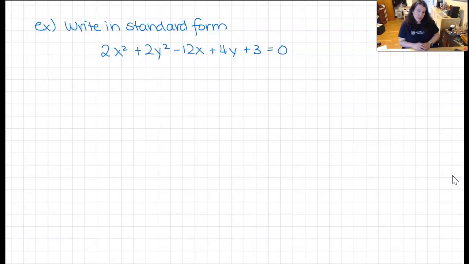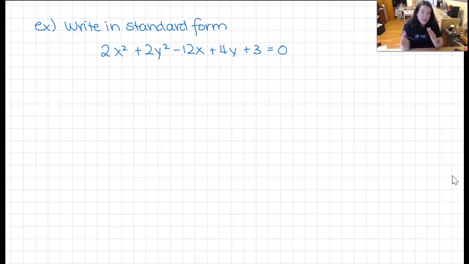So if you want to pause it here and try it on your own, go ahead. Just remember, this time I put a 2 as a coefficient in front of the x squared and the y squared. See if you can remember what to do with those. Okay, so if you want to pause it here, go ahead. And we're going to go ahead and solve it together.